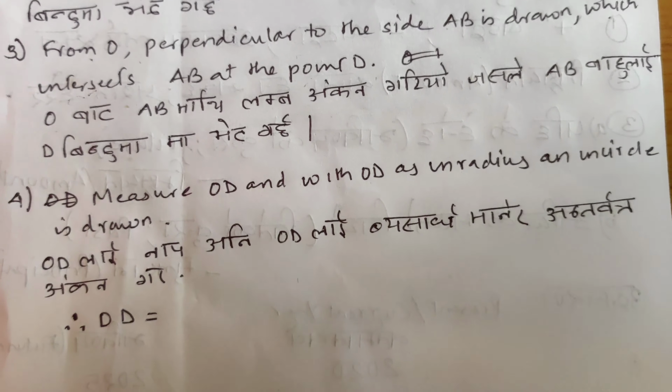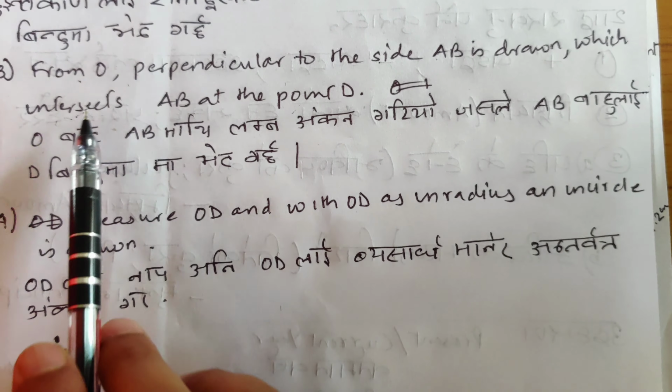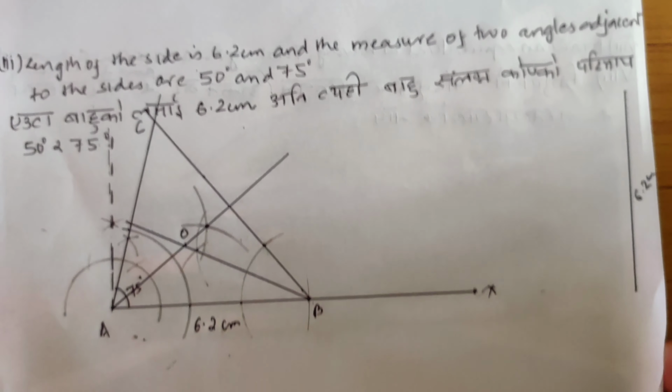What does the step say? From O, a perpendicular to the side AB is drawn, which intersects AB at the point D. So from O, let's draw a perpendicular line.